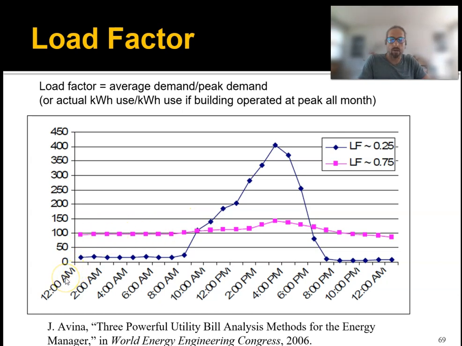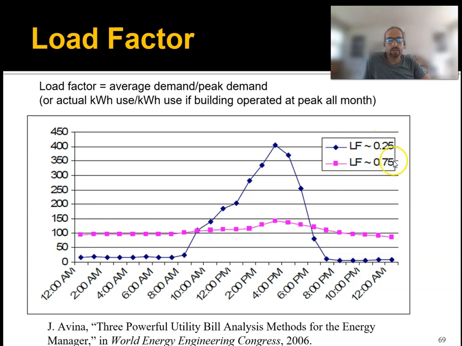So this chart shows the average demand each hour of the day over the course of a month. On the y-axis we have our demand in kilowatts, and then this is time of day. So if we take the average demand divided by the peak demand to find our load factor, if you look at these two charts, you can see that this one right here in pink has a load factor of 0.75 and the blue has a load factor of 0.25.